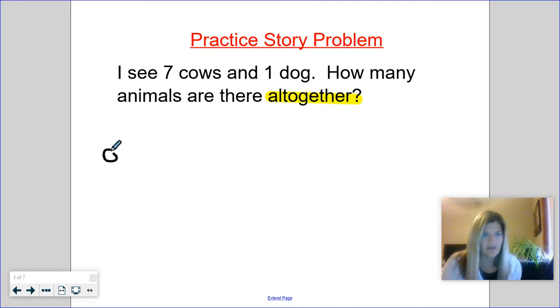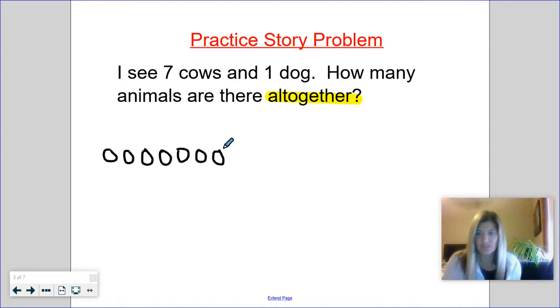So 1, 2, 3, 4, 5, 6, 7. I hope you're doing this with me or you've already done it and checking your work. Okay, I have 7 cows. Now I know it's adding, so I'm going to put a break apart stick. 7, my break apart stick. And then I have 1 dog, so I'm going to draw 1 circle. So there's my picture I drew. I drew 7 cows and 1 dog. And I know it's adding because it says all together, and I put my break apart stick.